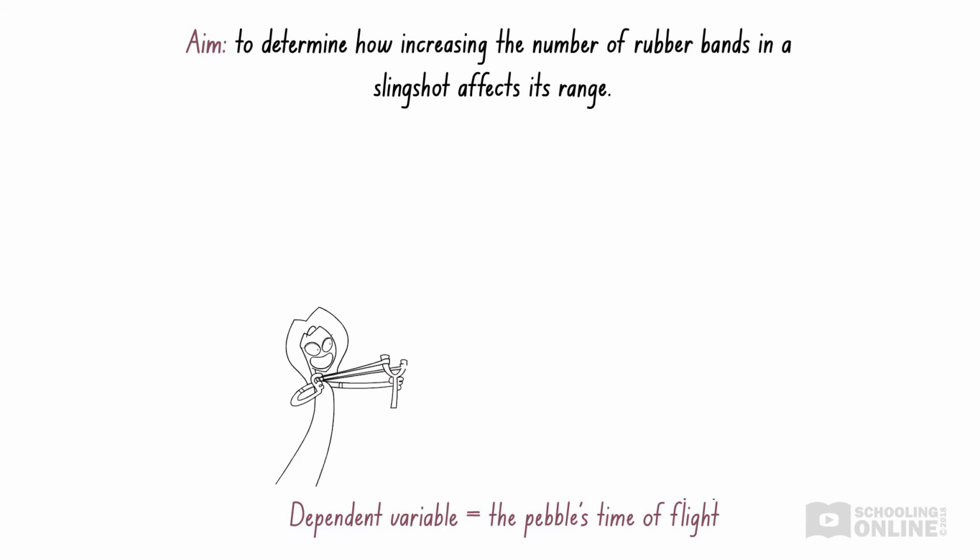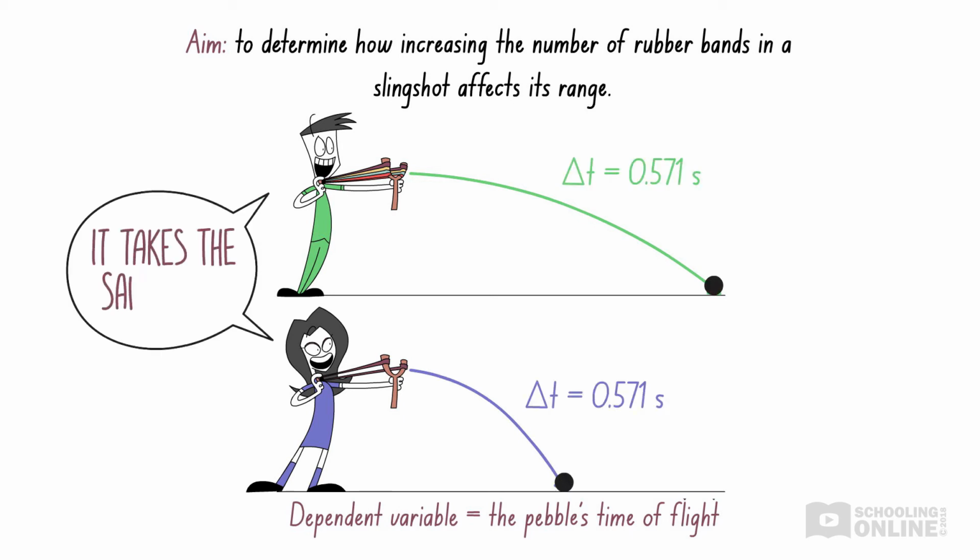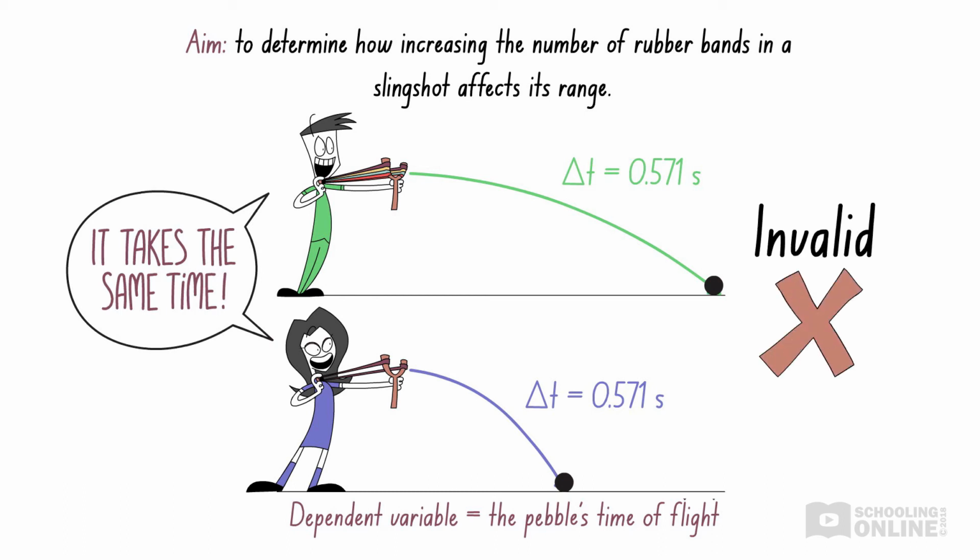Now, this has a pretty big impact on our experiment. Regardless of how fast we launch the pebble, it will always land after the same amount of time. Therefore, there is no relationship between the pebble's range and time of flight, and this is not a valid dependent variable. As you can see, we should carefully select the variables that we measure in an experiment, as some factors are unsuitable and will give us invalid results.